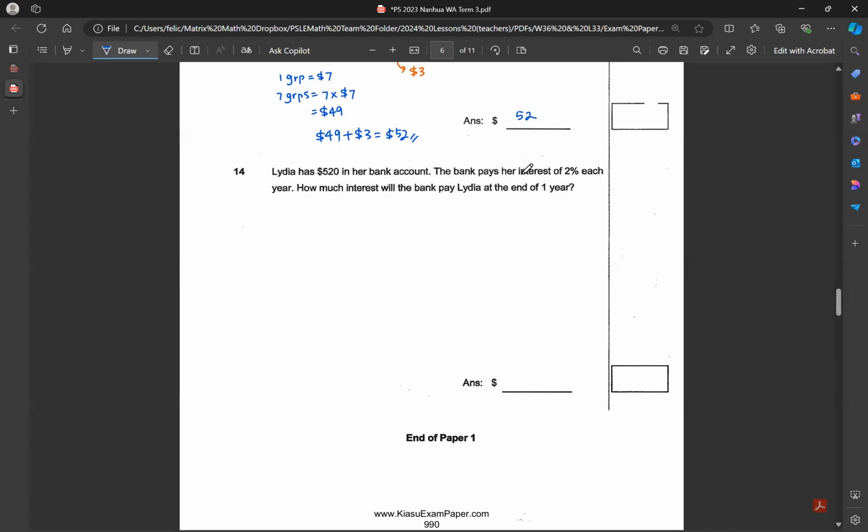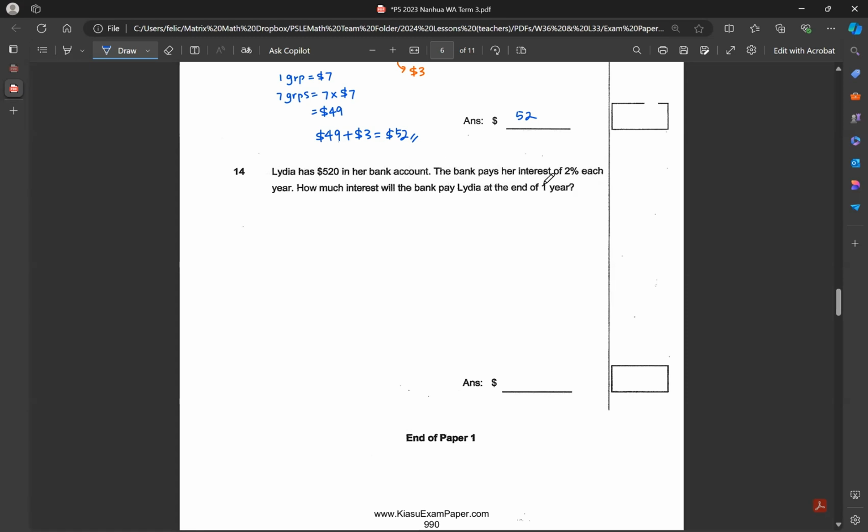You can think of it as like free money from the bank. They give interest to thank you for opening an account with them. It's their way of thanking you. All right, so that's how interest works usually. So this interest of 2% each year is usually calculated every year.